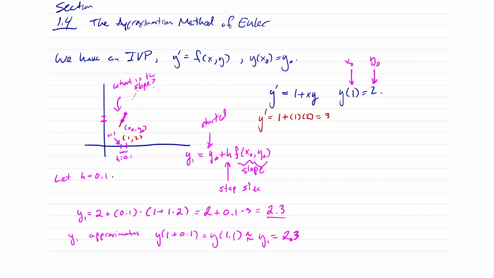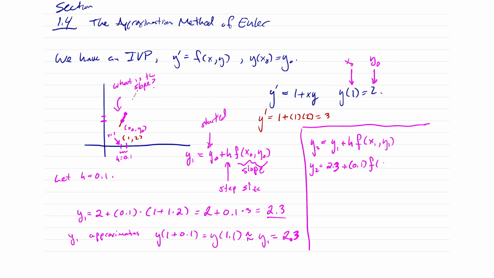Now, if we want to figure out the next one, we can do the same process. I want to know what y2 should be. What is the next approximation? That's going to be y1 plus h times f of where we are now, which is x1 comma y1. Now if I just plug everything in, y2 should be equal to 2.3 plus 0.1 times f of 1.1 comma 2.3. And so y2 is going to be 2.3 plus 0.1 times (1 plus 1.1 times 2.3).